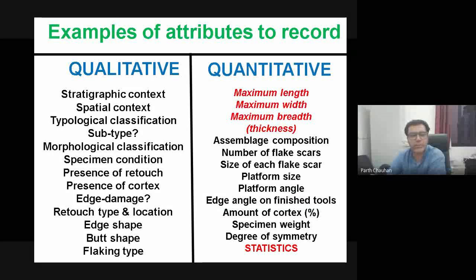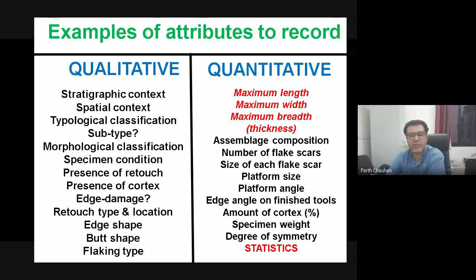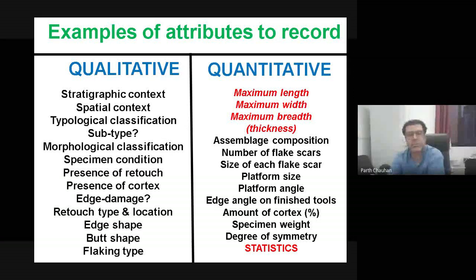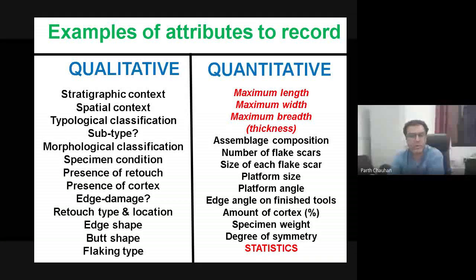It's just general attributes, the qualitative attributes you would study, and quantitative attributes. These attributes can be used both on archaeological specimens as well as experimental specimens. Qualitative attributes are not measurable, but still important.